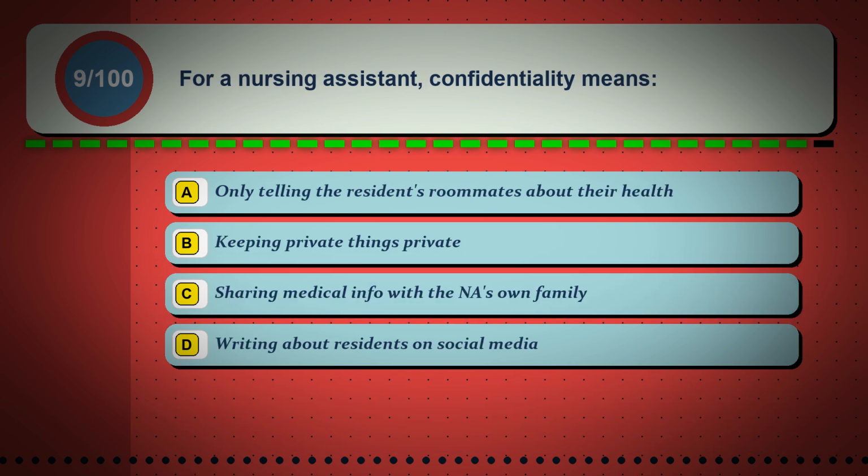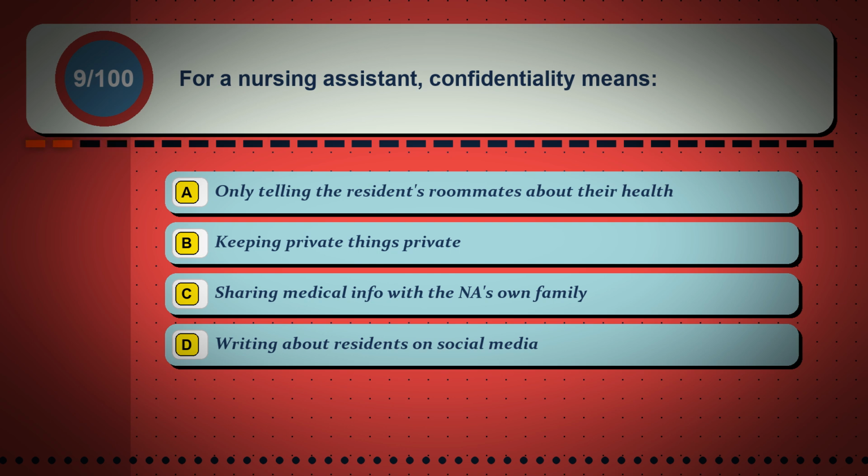Question 9. For a nursing assistant, confidentiality means Option A. Only telling the resident's roommates about their health. Option B. Keeping private things private. Option C. Sharing medical info with the NA's own family. Option D. Writing about residents on social media.